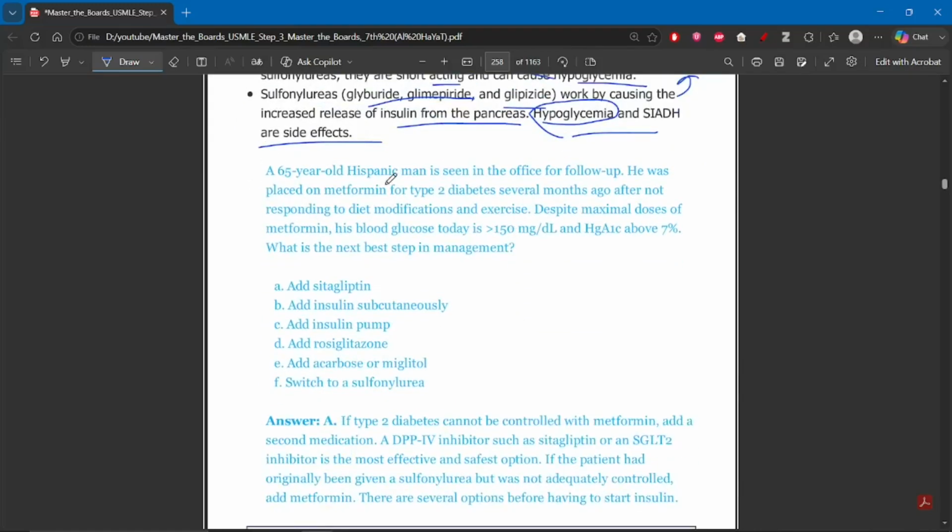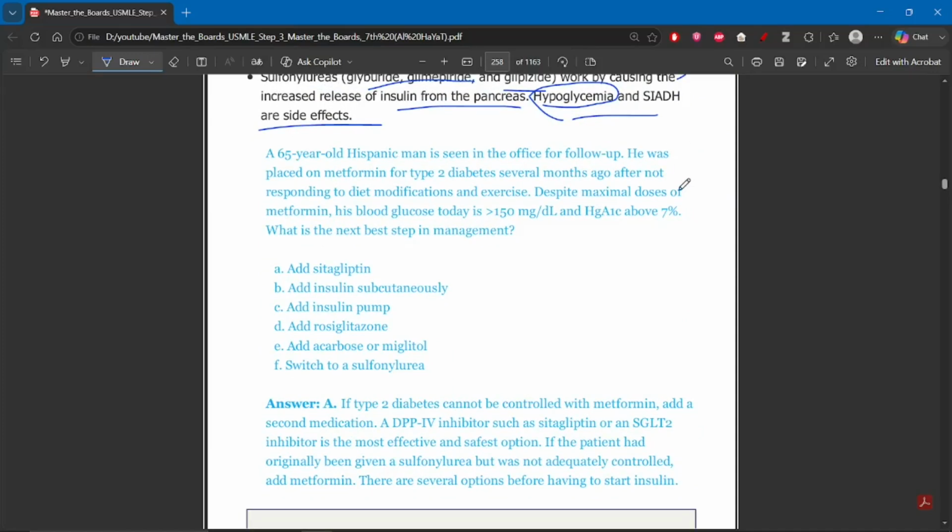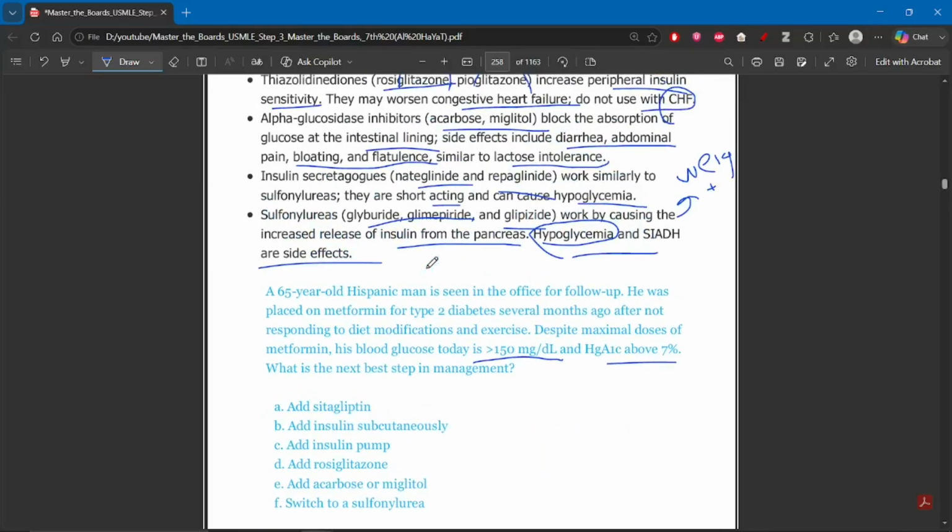A 65-year-old Hispanic man is seen in the office for follow-up. He was placed on metformin for type 2 diabetes several months ago after not responding to diet modifications and exercise. Despite maximal doses of metformin, his blood glucose today is greater than 150 and HbA1c is greater than 7%. What is the best initial management?